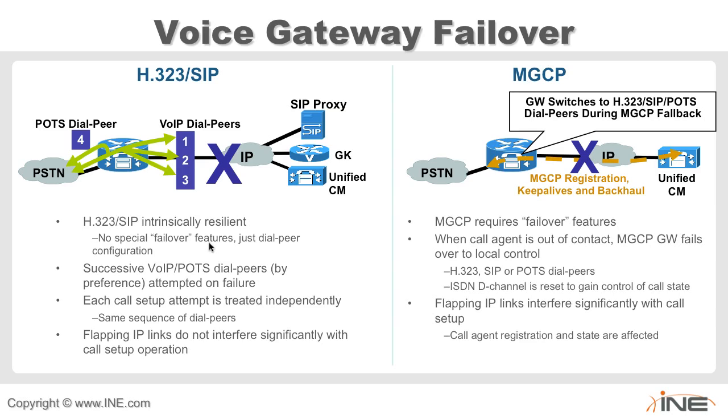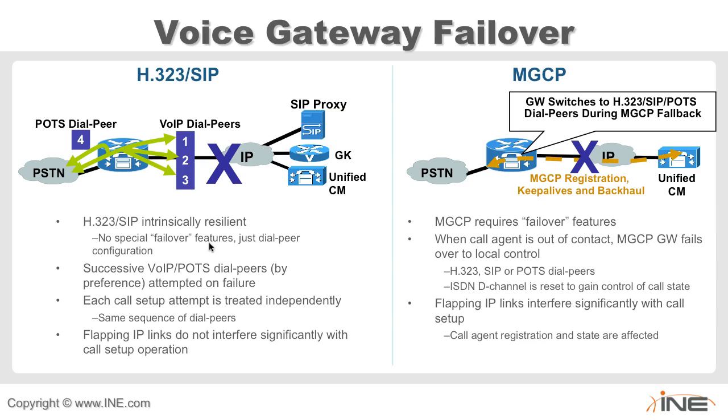and again, this is by preference. Even if we have preference, we will, and preferably we do, otherwise we'll sort of load balance between them. But preferably we have preference, then they will be subsequently attempted on the failure of the first or the second, etc. And each call setup is really attempted and treated the same and independently, regardless of types of dial peers. So it doesn't really matter whether it's a POTS or a VoIP dial peer. And therefore, flapping IP links don't really significantly interfere with any sort of call setup operation.